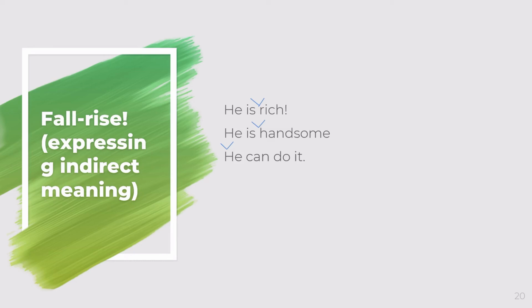The final type of the tone is fall and rise, where the speakers express some indirect or ironic meaning. And the example is, he is rich, which means he is not really benevolent or not really rich by heart. Example number 2 is, he is handsome, which means he is not really intelligent or smart or clever.